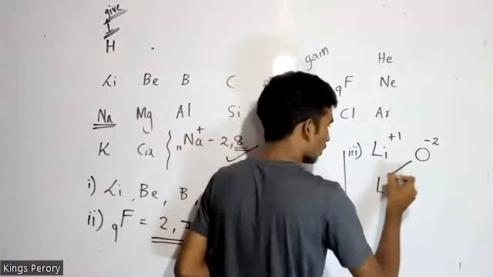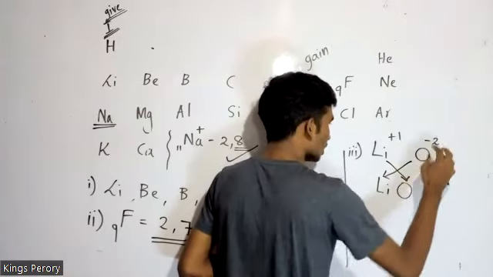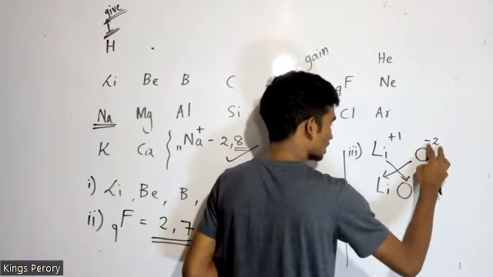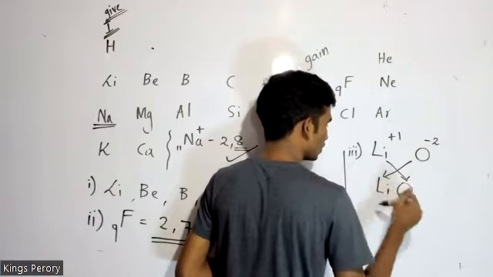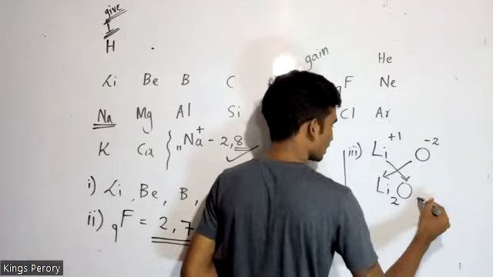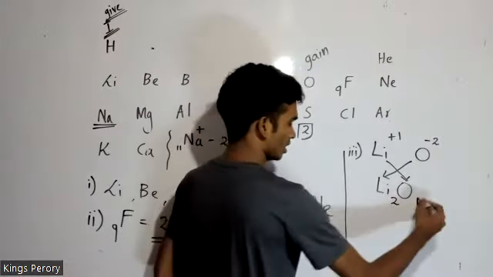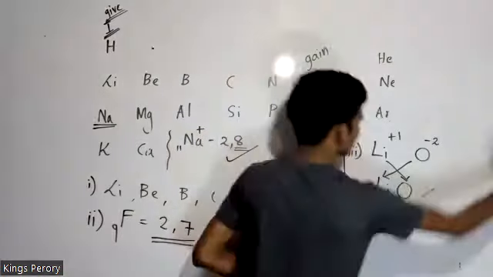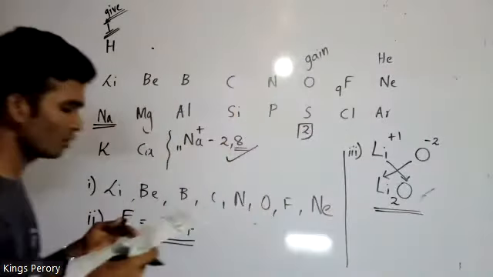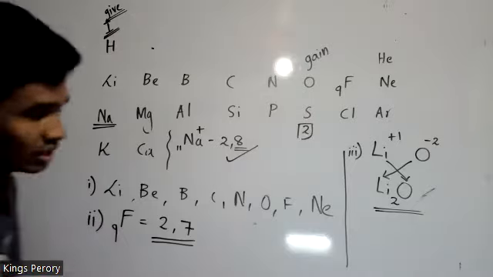How to write the formula of the compound? The oxidation state is the valency. So oxygen's valency is 2. That 2 is given to lithium. Lithium's valency is 1. That 1 is given to oxygen. The 1 you don't need to write. There you go, this is the formula of the compound formed when lithium and oxygen react: Li2O.